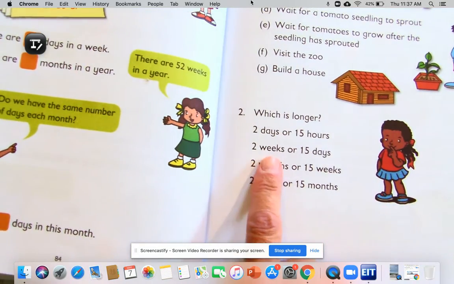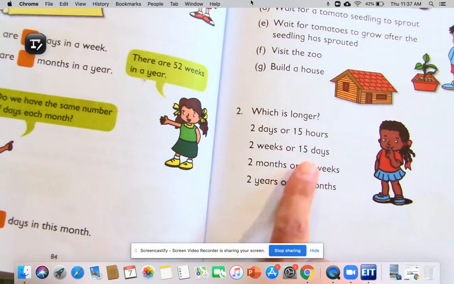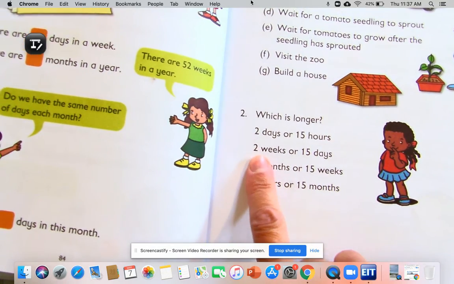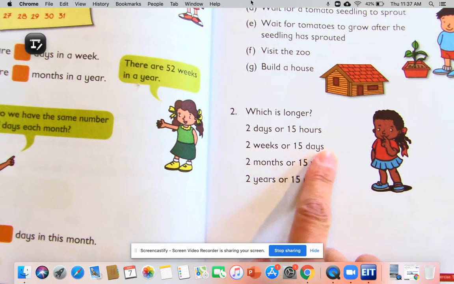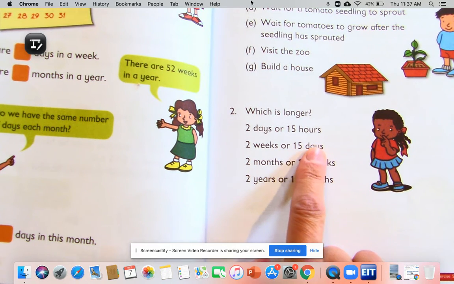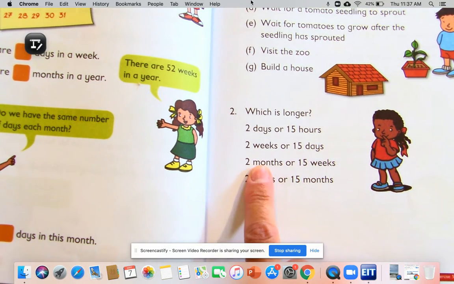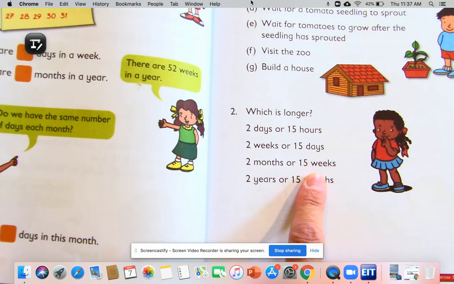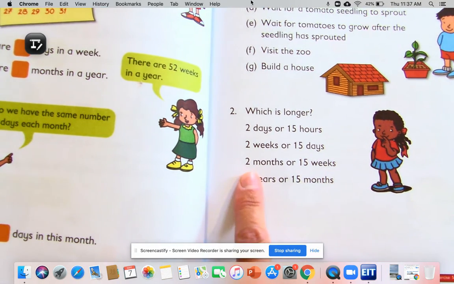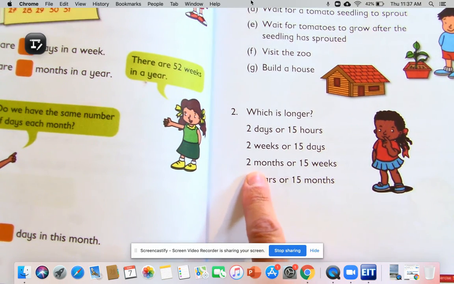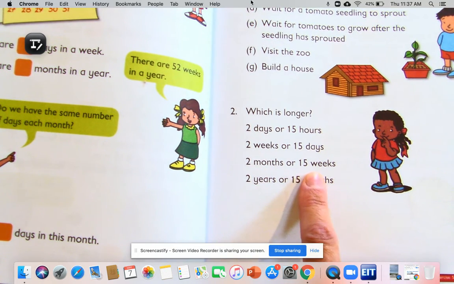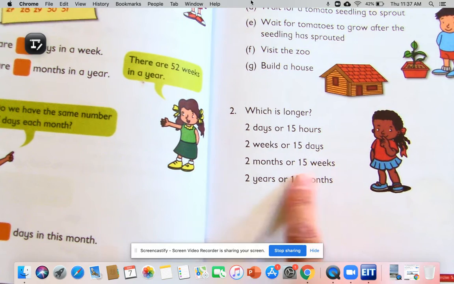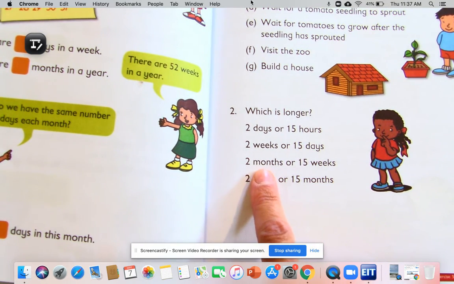So what about 2 weeks or 15 days? Well, let's see. We know that there's 7 days in a week. So 2 weeks would be 14 days. So 15 days would be longer. What about 2 months or 15 weeks? Well, usually there's about 4 weeks in a month. So in 2 months, it would be 8 weeks. 15 weeks would be longer because 2 months would be like 8 weeks.